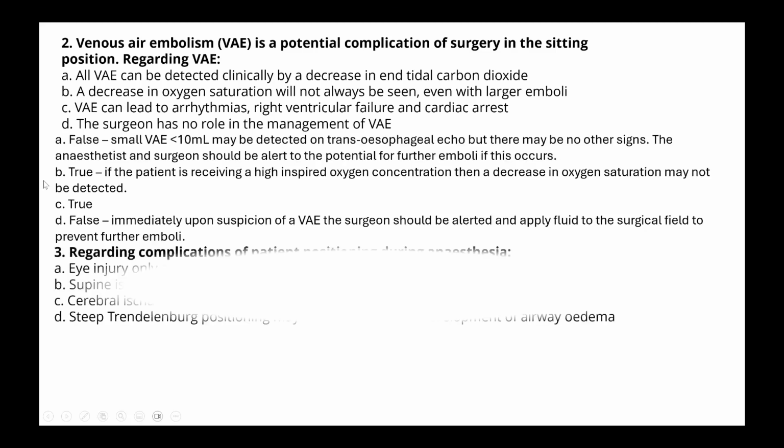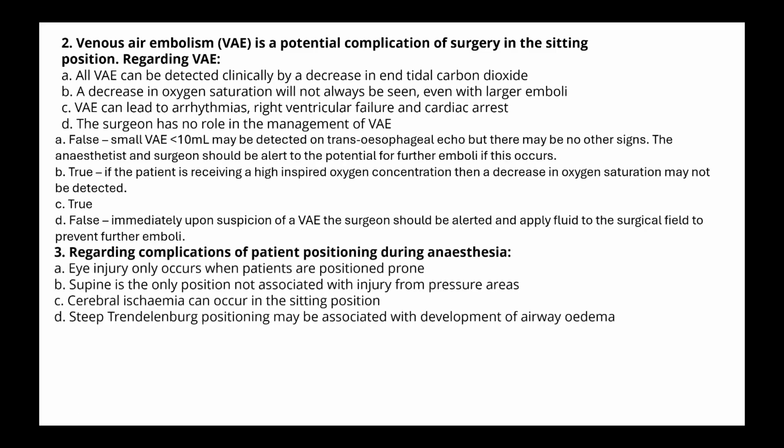So the first question is false, because you cannot detect all of them. Small VAE of less than 10 mm may be detected on transesophageal echo, but not on ETCO2. Only large quantities will completely obstruct the flow from the right ventricle and cause a sudden drop in ETCO2, whereas small VAE will not be detected.